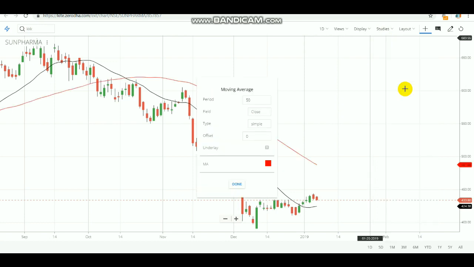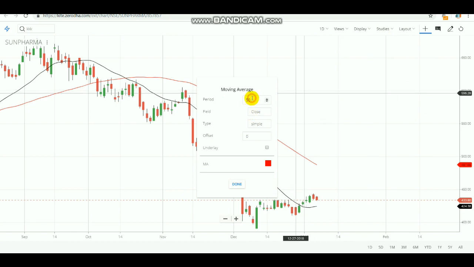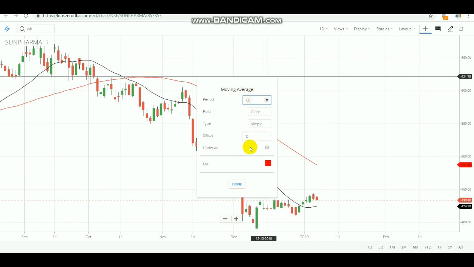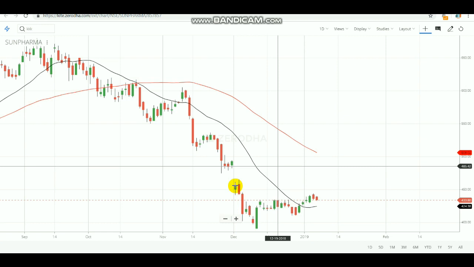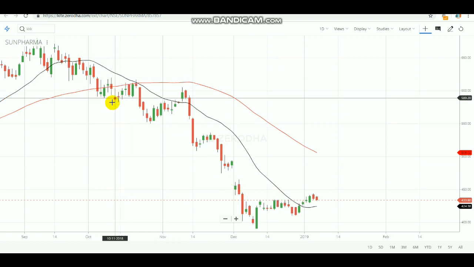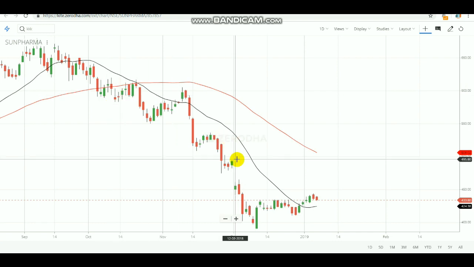Again we are going to use the moving average. We are going to use two moving averages, and by combining them we are going to see how it works. We are going to change the second moving average to 60, and other things are default. Color is red, leave it. Select done. After you select done, you can see two moving averages along with the candlesticks. By using these two moving averages only, we are going to enter the market, and we are going to see how many entries or exits we can make. I will tell you how to enter the market at a variety of times.